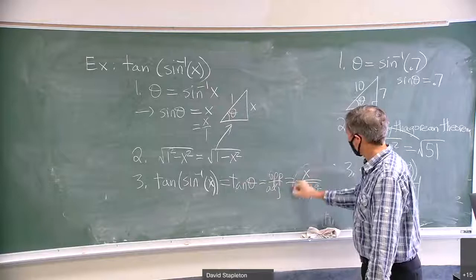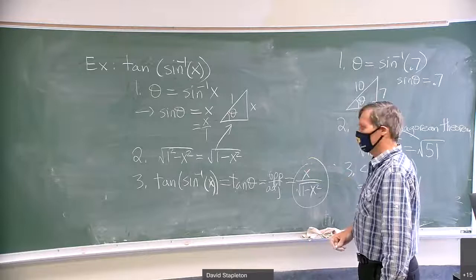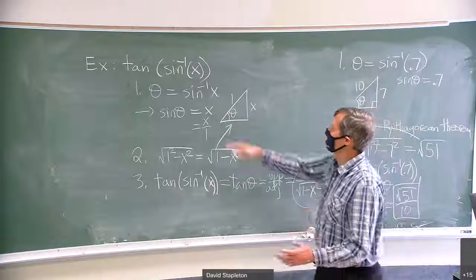Amazing, isn't it? The trig function, inverse trig function, is always an algebraic expression, no matter what x you put in. So it kind of makes you think for a while, doesn't it? But there it is. You can take a tangent of arc sine of whatever expression like that just by making a triangle.